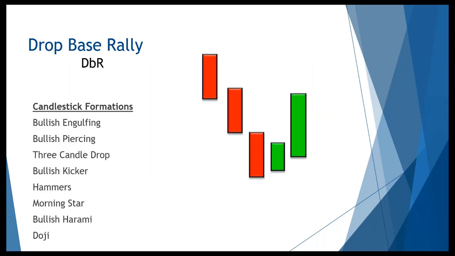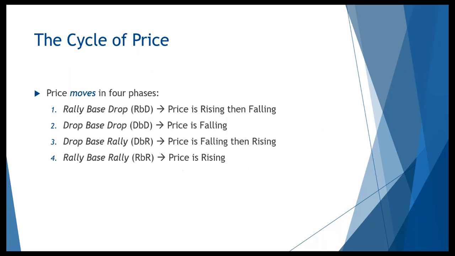So let me go back to the beginning here. There's a reason why I present these in this sequence. There is a sequentiality to price. What we will discover as we go through our process today is that price will move from each one of these phases in a very sequential manner. Rally-based drops, where price rises then falls, will lead to drop-based drops, falling prices. Prices will continue to fall, and then they will stop falling and start rising again in a drop-based rally. And then a drop-based rally, where price has fallen and started to rise, will lead to a rally-based rally. Prices will rise until they stop rising, then a rally-based drop. And so this is the cycle of price.